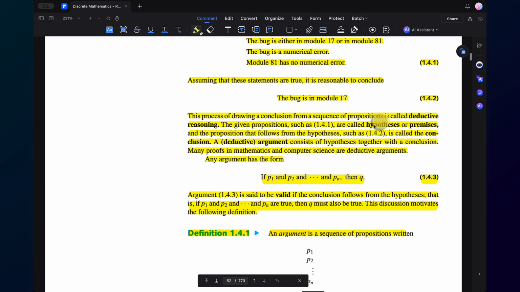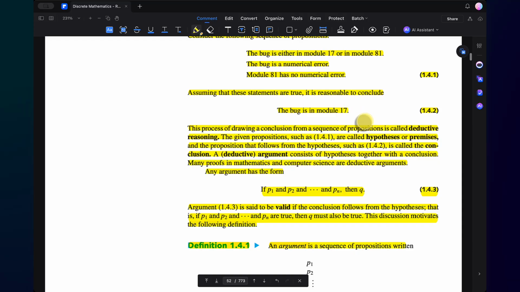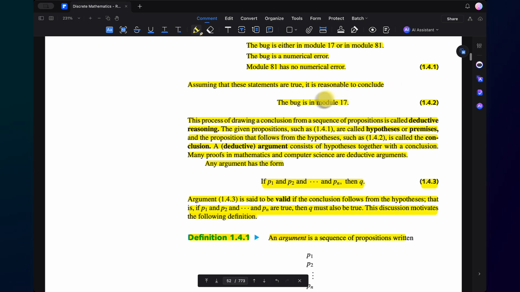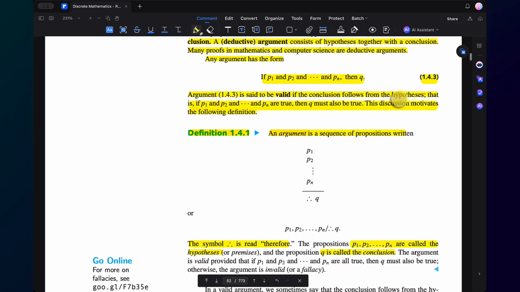Okay, so what's going on here? The process of drawing conclusions from a sequence of propositions is called deductive reasoning. The given propositions, such as these three, are called the hypotheses or premises of the argument, and this is called the conclusion. So, here it is in formality.